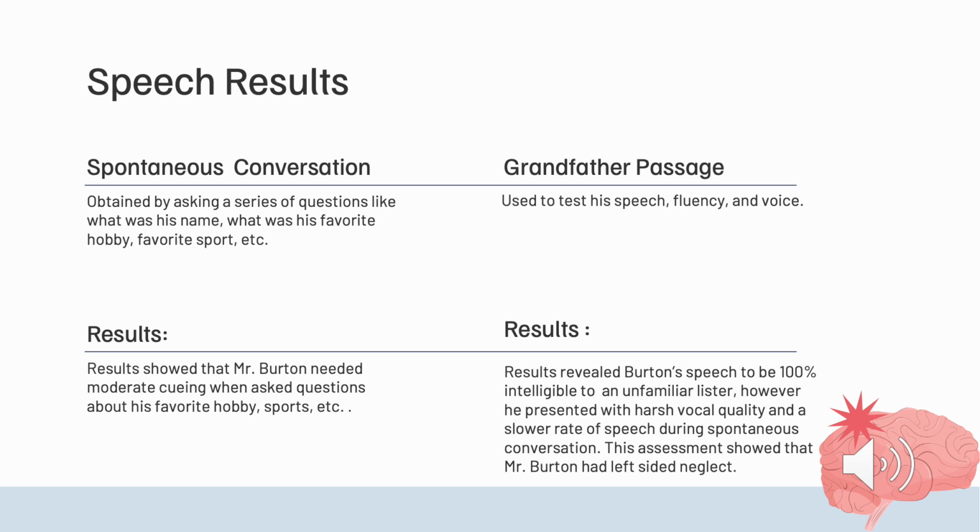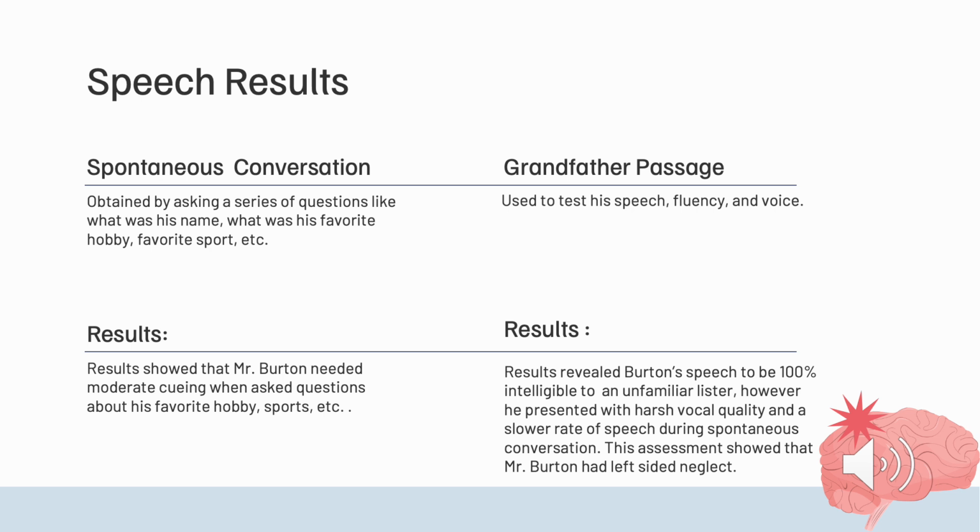Now we're going to go over Mr. Burton's speech results. The spontaneous conversation was obtained by asking a series of questions like what was his name, what was his favorite hobby, what was his favorite sport, etc. The results showed that Mr. Burton needed moderate cueing when asked questions about his favorite hobby, sport, etc. When Mr. Burton was asked what his favorite hobby was, he would just say, I don't know, and things like that. So moderate cueing was needed.